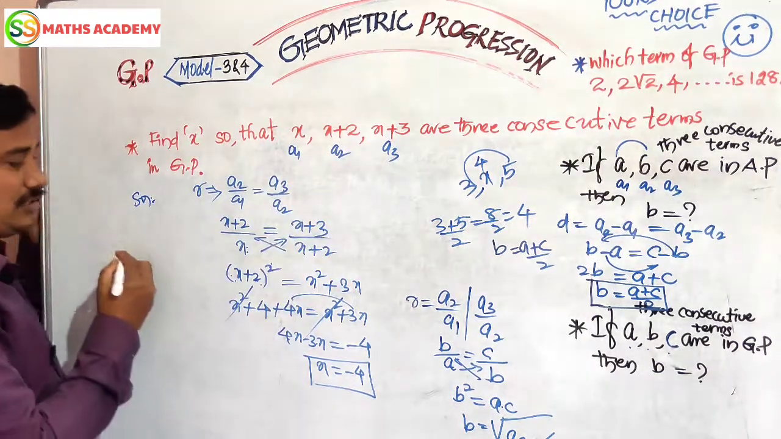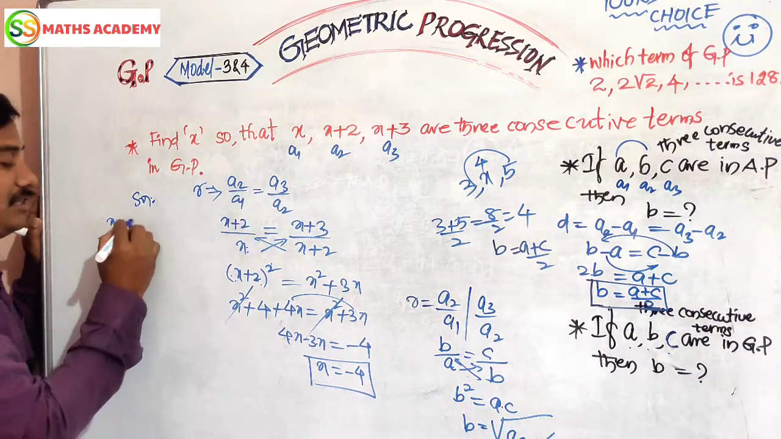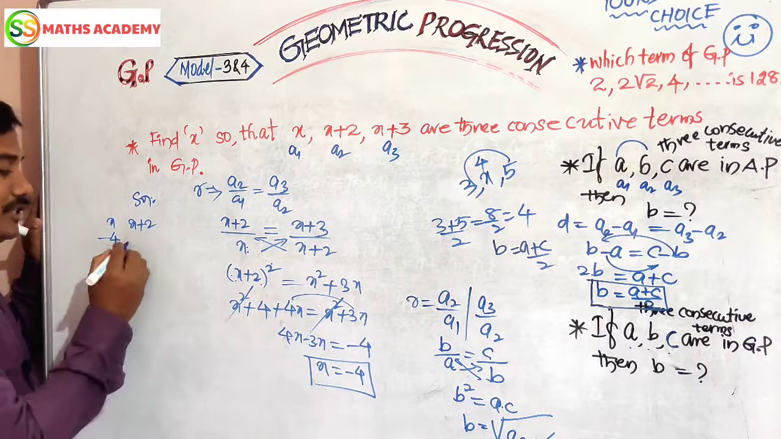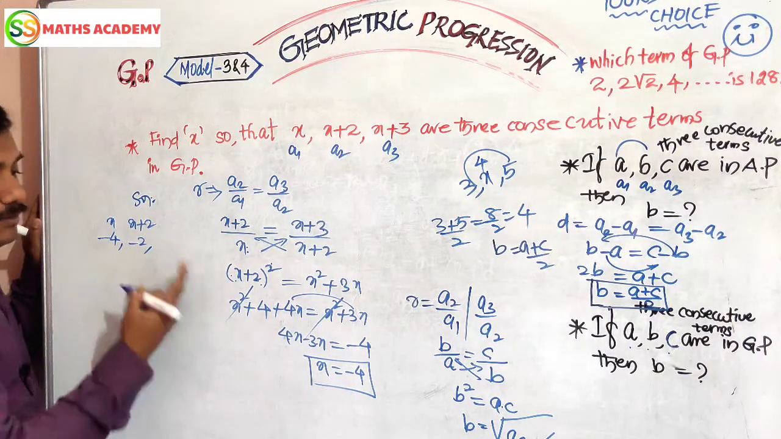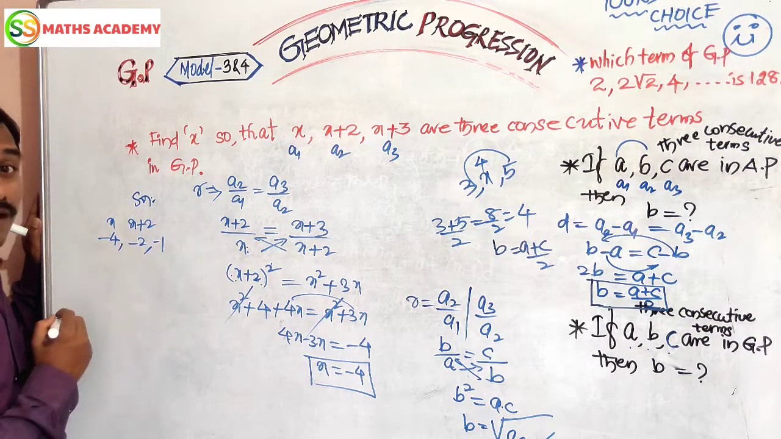What are the terms we have to take here? The x value is minus 4. The next term is x plus 2, which means minus 4 plus 2, minus 2. x plus 3 means minus 4 plus 3. Yes, minus 4, minus 2, minus 1 are the terms.